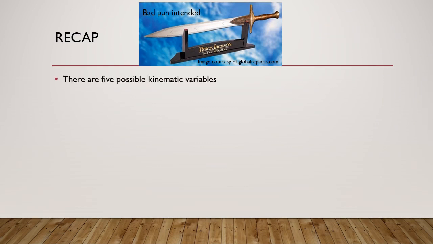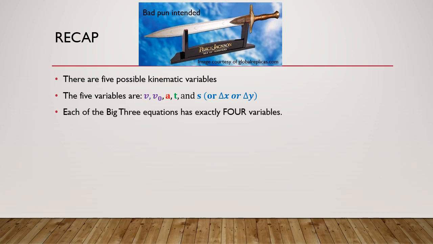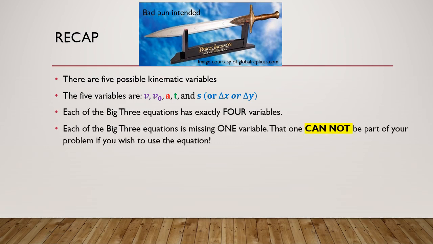So to move on, there are 5 possible kinematic variables. The 5 variables are v, v0, a, t, and s, or delta x or delta y. Each of the big 3 equations has exactly 4 variables. Each of the big three equations is missing one variable, and that one cannot be part of your problem if you wish to use the equation.